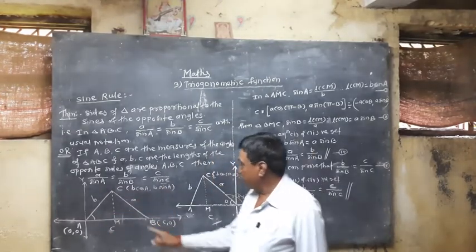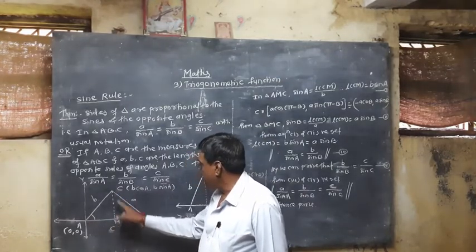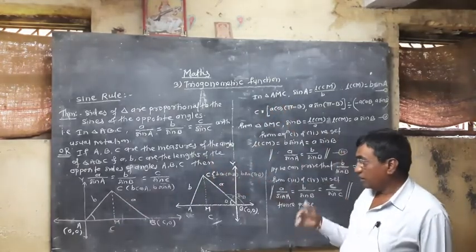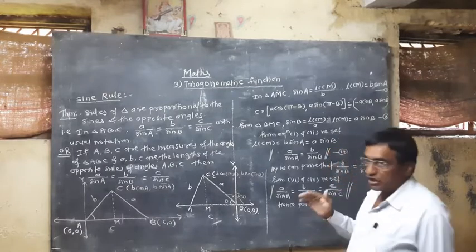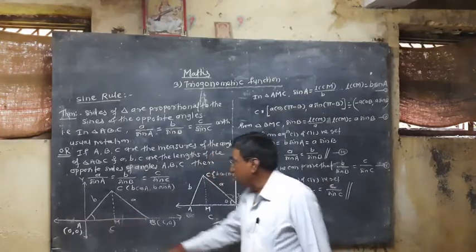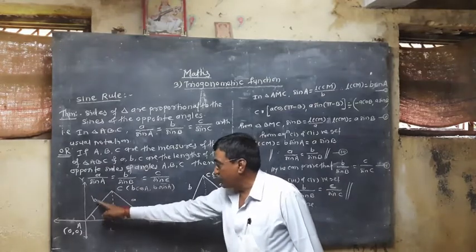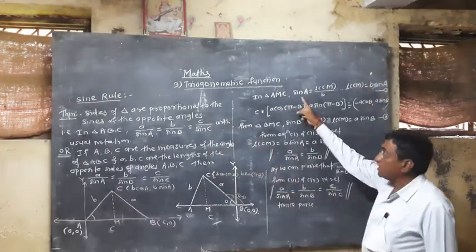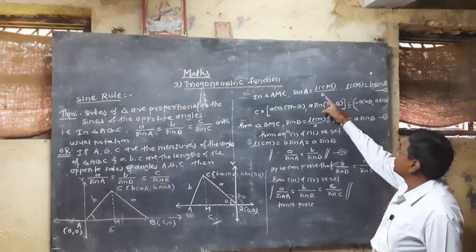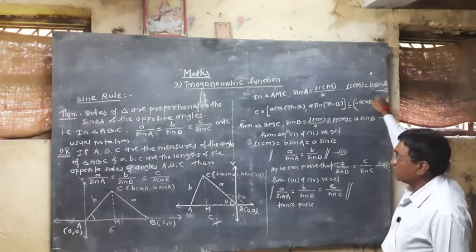After this, consider the triangle AMC. According to our definition of sine ratio, that is the opposite side upon hypotenuse. Consider angle A here. So sine of angle A is equal to the length of the opposite side, that is CM, upon the hypotenuse, that is b. So sine A is equal to CM upon b, and therefore the length CM is equal to b sine A. I will call this equation number one.